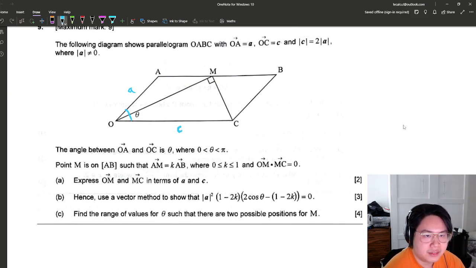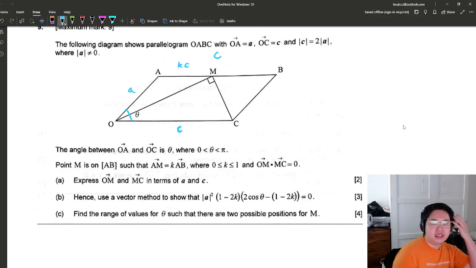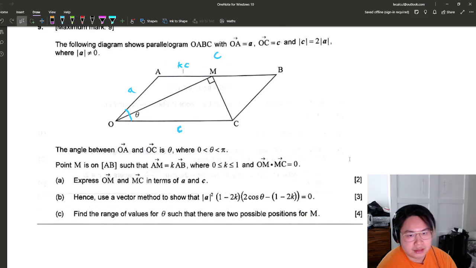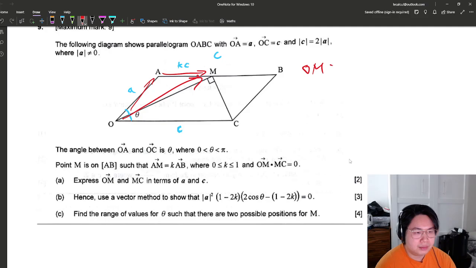Okay, so first off, AB is also c, which means that AM is k times c. And then express OM and MC in terms of a and c. So OM's right here. You can see that by vector addition, it's this vector plus that vector. So OM is a plus kc.